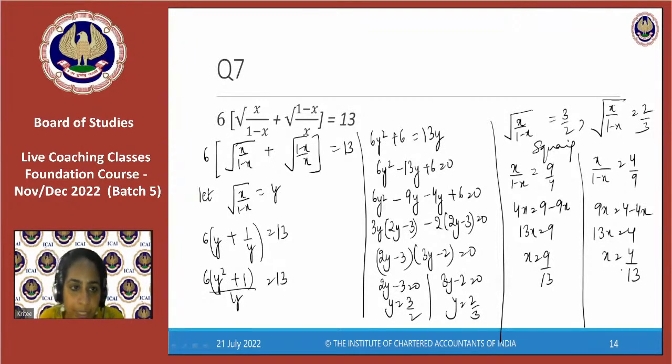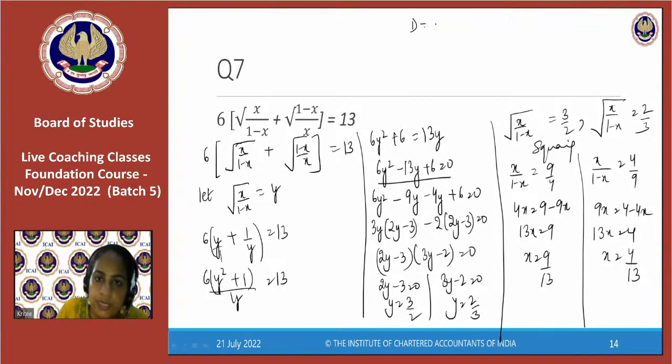So for Harshita, I'm repeating again. Square root of x upon 1 minus x, and the other one is the reciprocal of the same number. So take any of them as equal to y. If one is y, the other one is 1 by y. I've just substituted it. Take the LCM y. So you get a quadratic equation like this: 6y square minus 13y plus 6 equal to 0. I'm stopping here. You don't like the factorization method? No problem. Go for the discriminant.